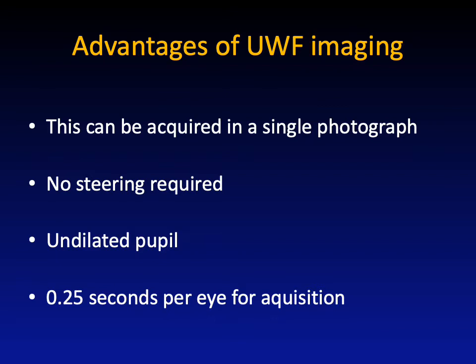And so the advantages of ultra-wide field are that you can acquire this entire area, this entire 200 degrees, which is around 82% of the retina, using a single photograph. You don't need to steer the patient. You don't need to ask the patient to look up, down, to the sides. You can acquire this area through an undilated pupil. You do not need to dilate the patient. And it takes less than a quarter of a second to acquire the image of the entire eye, which is very rapid.